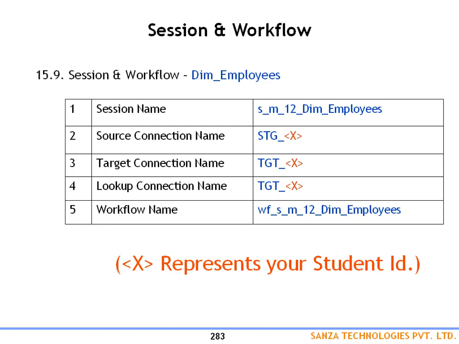And also please write it down, the dimension employee table. Please write down the source connection STG underscore your ID, target connection underscore ID, lookup connection underscore your ID, workflow name, session name, source connection name, target connection, lookup connection, workflow name. Please write it down. Then I will execute this mapping in the next few minutes. So please go ahead and write down the session and workflow for dimension employees, for loading the data into the dimension employees table: session name, source connection name, target connection name, lookup connection and workflow.